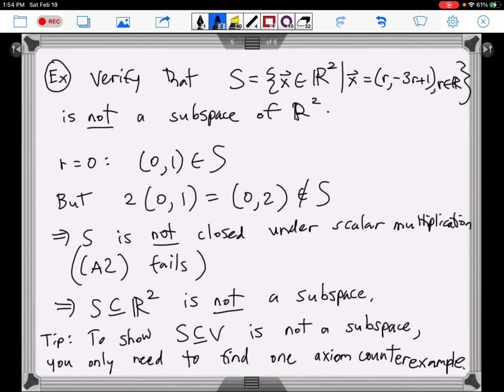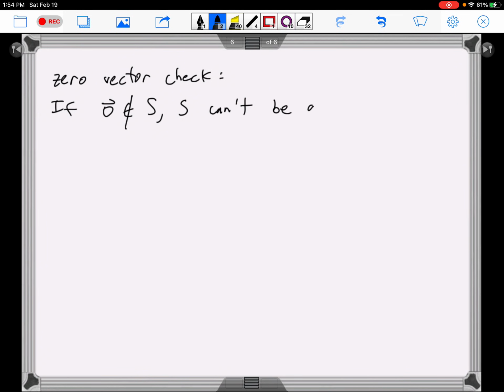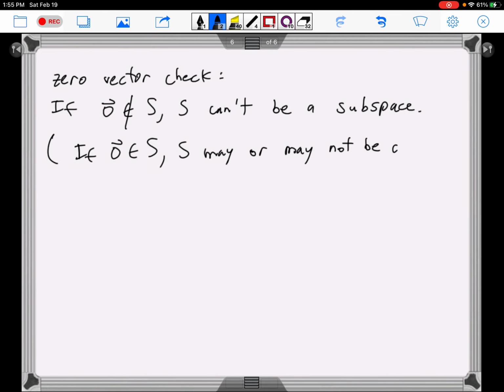Okay. Something useful to check, by the way, is called the zero vector check. This is one of the easiest axioms to disprove. So if the zero vector is not inside S, then S can't be a subspace. Now be careful, of course, the converse is not necessarily true. So in other words, if you check and 0 is inside S, S may or may not be a subspace. In other words, you don't get any information, right?